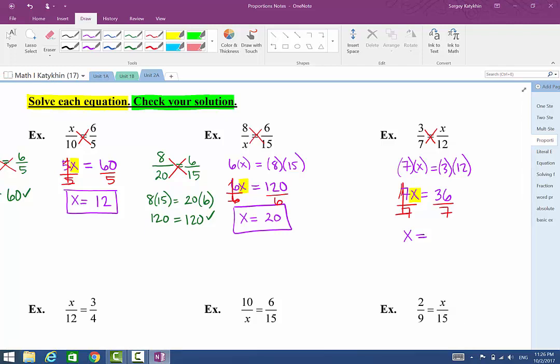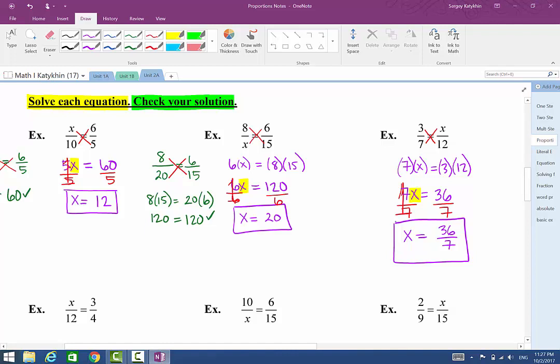So we have a couple of choices. We can change it to a mixed number. We can leave it as an improper fraction, at least in my class you can. Or we can do it as a decimal. I'm going to leave it as 36 divided by 7. We know 7 goes into 36 5 times, so if you want to do 5 and 1/7, you can. But again, you can also leave it as an improper fraction, at least in my class you can.